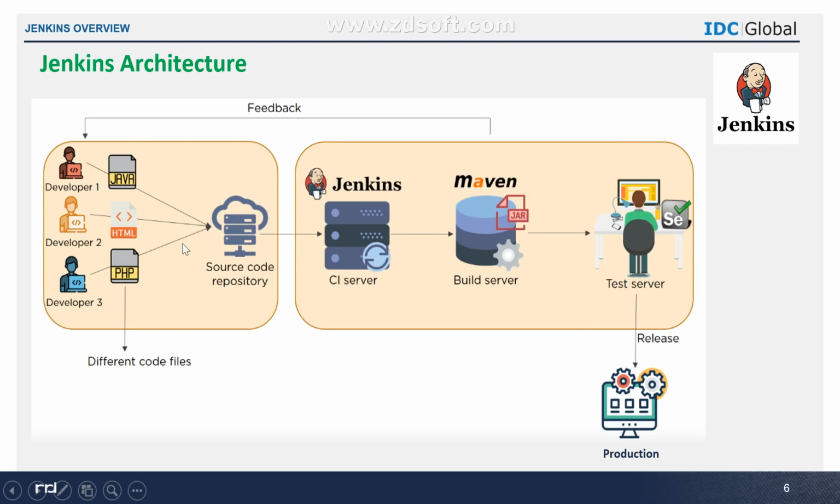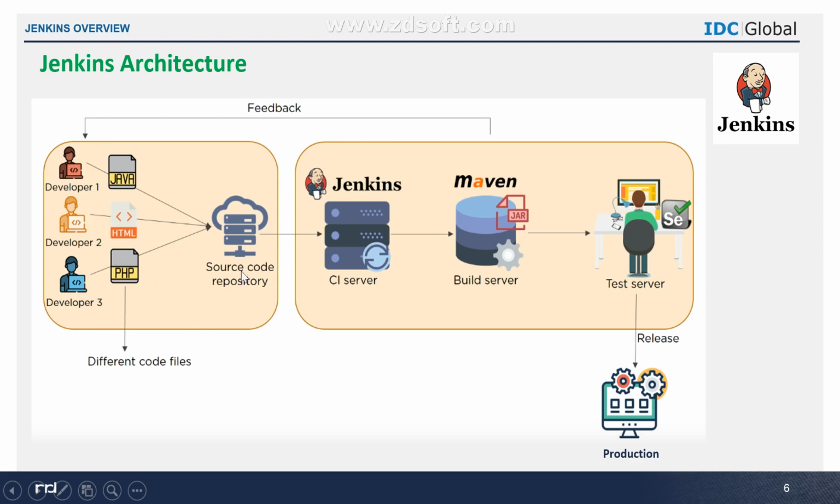Now this is the entire Jenkins architecture, guys, how it will work. Now see here, these are the developers. One Java developer, one HTML developer, one PHP developer. So there are three developers working parallelly. Now here we have source code.